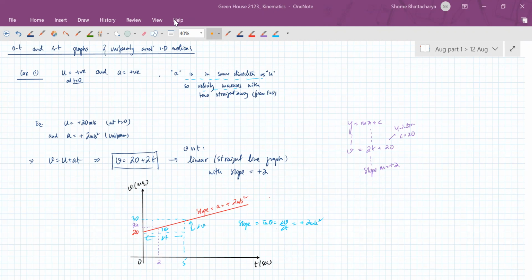Moreover, if you compare that equation, you know what the slope of v versus t is. It is delta v by delta t. That is nothing but acceleration. So acceleration is +2. Okay, sir. Understood. Thank you, sir.